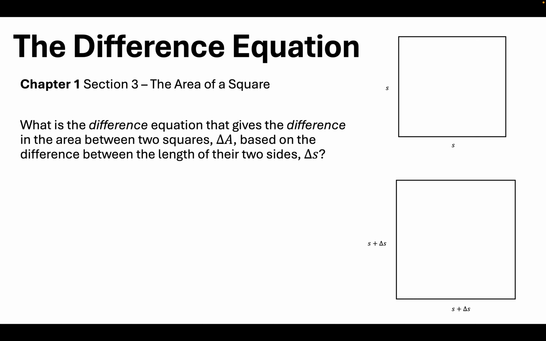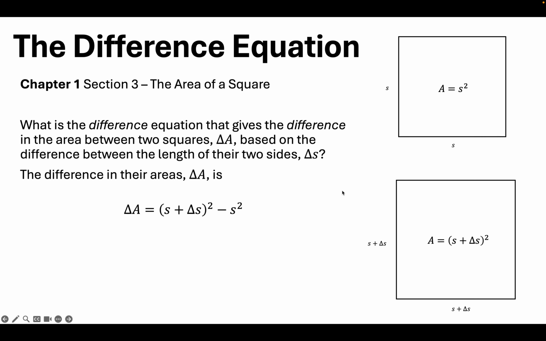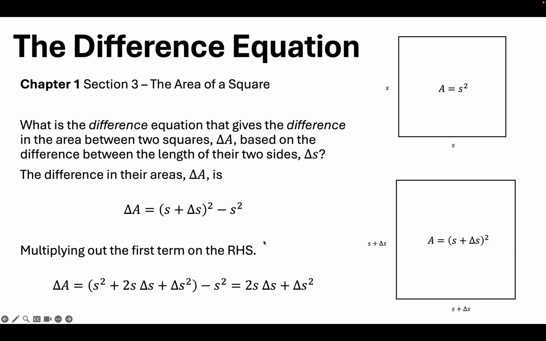The area of the top square is just the side length squared. The area of the bottom square is also its side length squared, but in this case, the side length is s plus delta s. If we subtract those two areas, we get delta A. So the difference is (s plus delta s) squared minus s squared. If we multiply out that first term, we have an s squared here, and we have minus s squared here, and here is the difference: 2s delta s plus delta s squared.